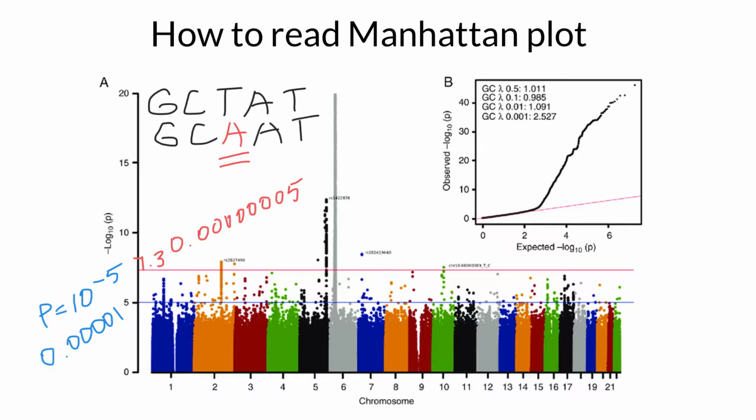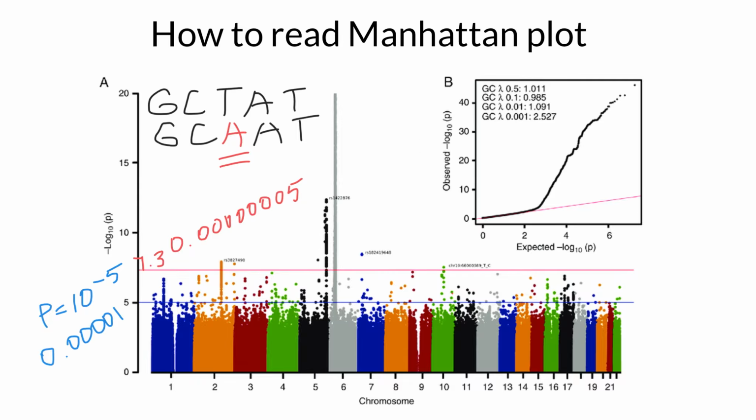For example, if we take a look at chromosome number 10, we also see a SNP here which is barely above this threshold line, and that means that we still have to run more tests to see whether it is strongly associated with our trait or not. But as for these two, we definitely can say that they have some association with the trait or whatever we're studying.